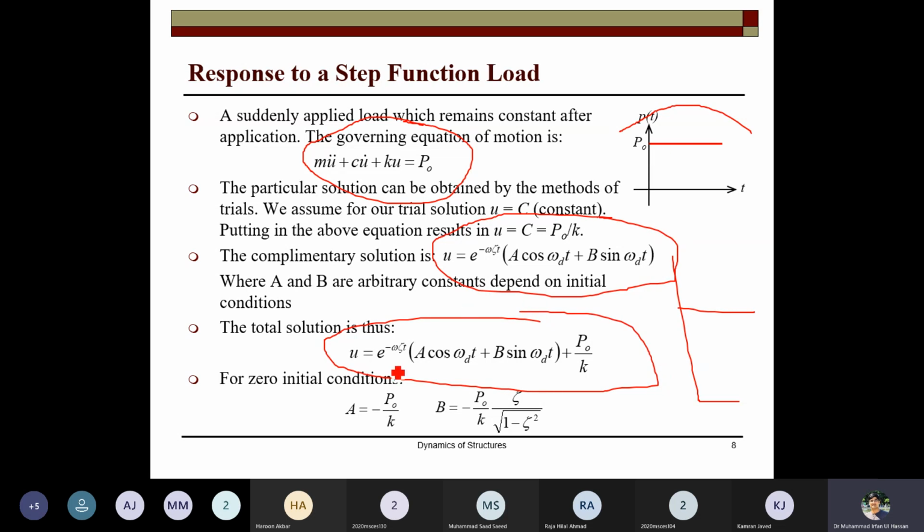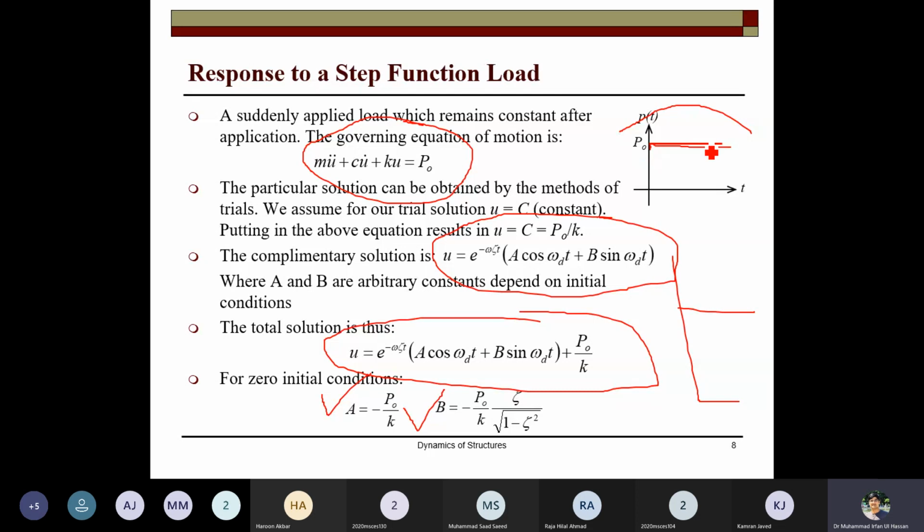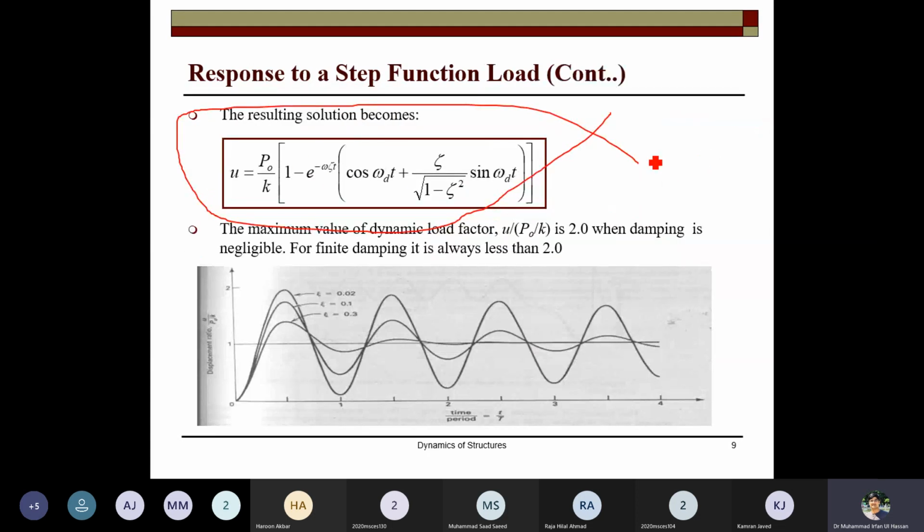In this case, U will be the displacement response, P naught over K, the static response at the start and throughout the system. This is the transient response. For zero initial conditions, we determine the constants A and B, then we derive, put down the values, and this becomes the final response of the system. When the system is subjected to the constant load P naught, this is the response of the system, which is encircled. I have encircled all the important formulas in the handouts. So this is the response of the system for the step function.